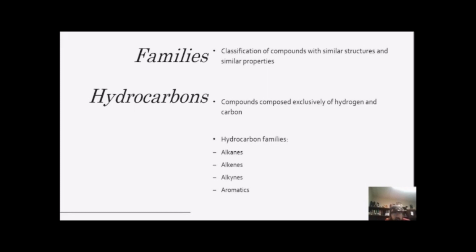But we can classify these compounds into what we call families. A family is just a classification of compounds with similar structures and similar properties. Of these families, the main family we will discuss will be hydrocarbons. We're going to focus largely on hydrocarbons for the majority of this chapter. That isn't to say that we won't briefly discuss some of the other classifications, but for the most part, we'll look at hydrocarbons, which are compounds composed exclusively of hydrogen and carbon, thus the hydrocarbon. Within these hydrocarbon families, we can classify them as alkanes, alkenes, alkynes, and aromatics.